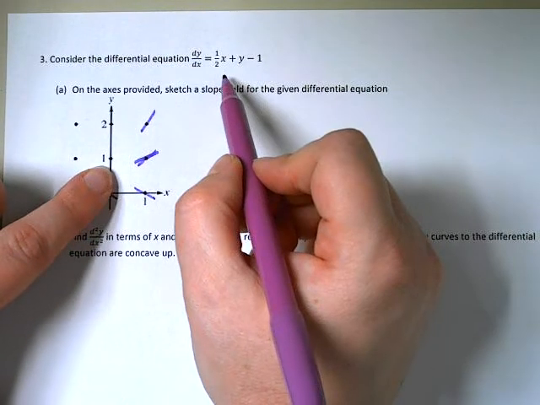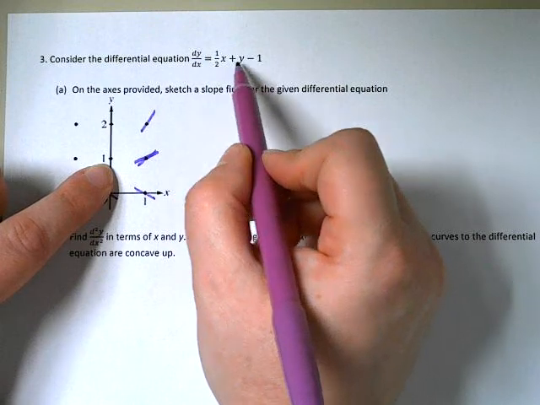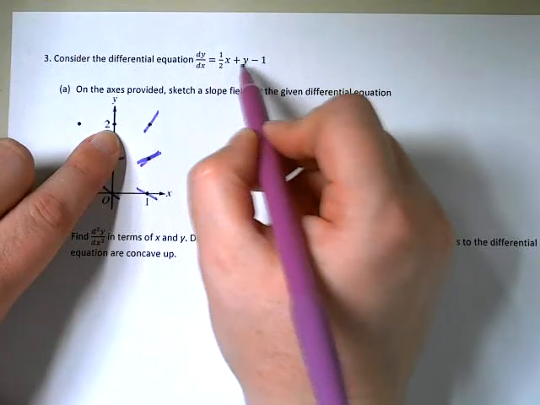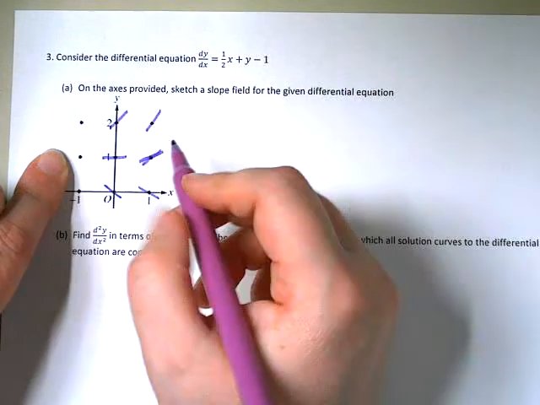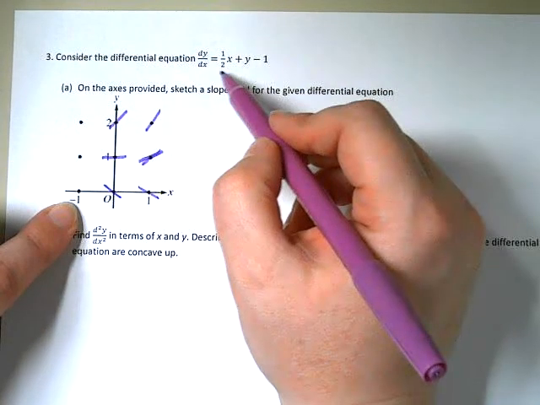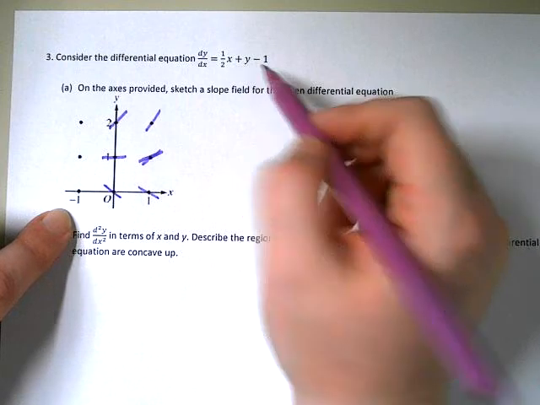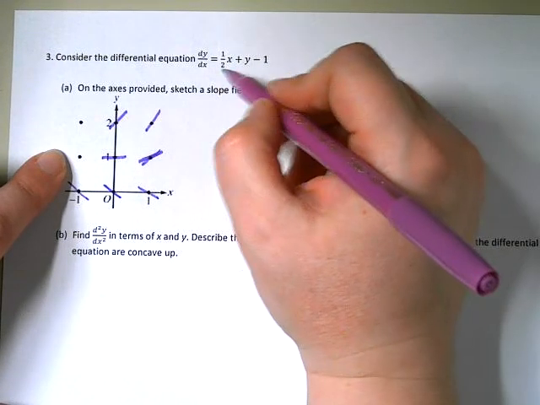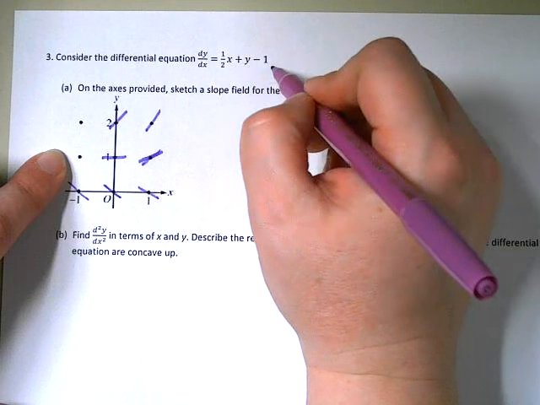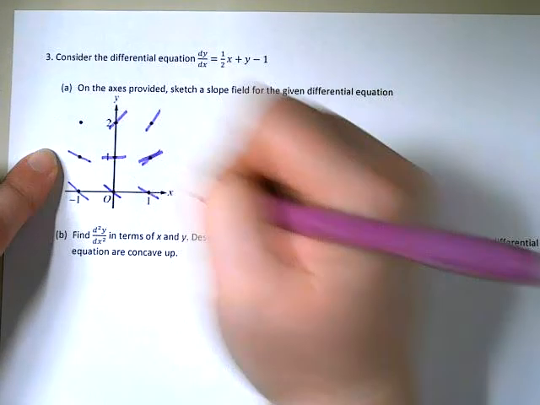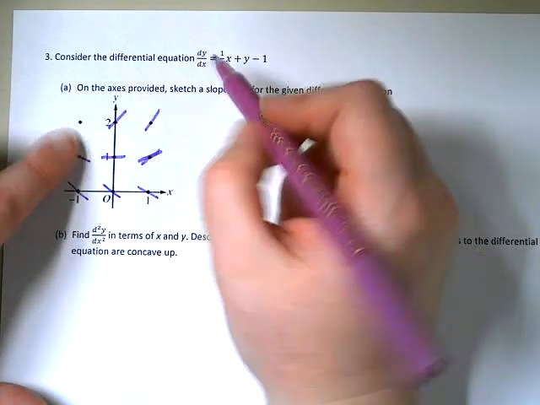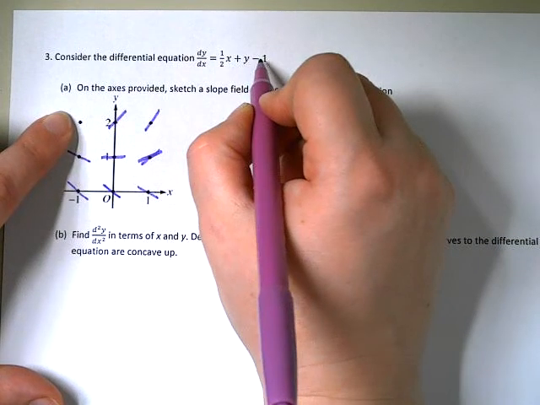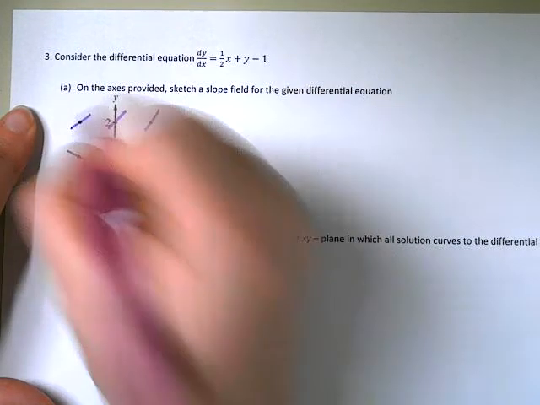But let's see, 0, 1, so that's going to be a 0. 1 minus 1 is 0. 0, 2, so that's going to be a slope of 1. Negative 1/2 plus 0 minus 1, so negative 3/2. Negative 1/2 plus 1 minus 1, so negative 1/2. And then negative 1/2 plus 2 minus 1, that's going to be a slope of positive 1/2. Okay.